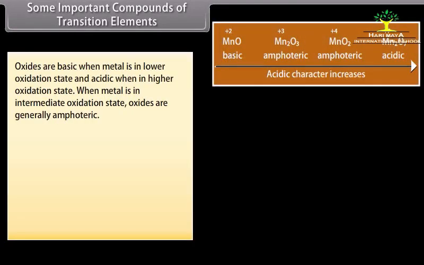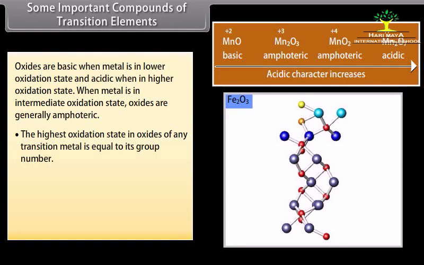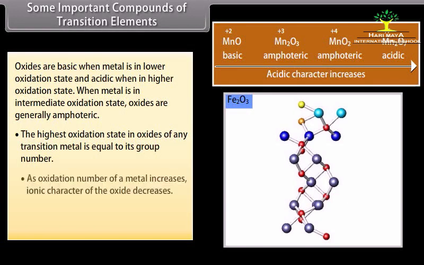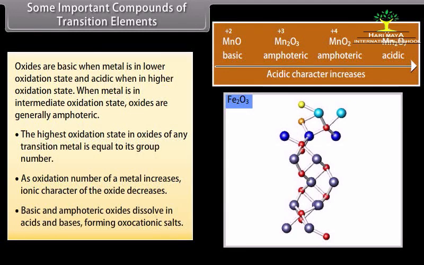Oxides are basic when the metal is in lower oxidation state and acidic when in higher oxidation state. When the metal is in intermediate oxidation state, oxides are generally amphoteric. The highest oxidation state in oxides of any transition metal is equal to its group number. As the oxidation number of a metal increases, the ionic character of the oxide decreases. Basic and amphoteric oxides dissolve in acids and bases, forming oxocationic salts.